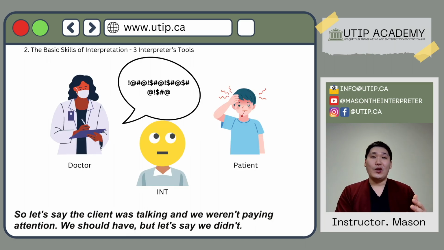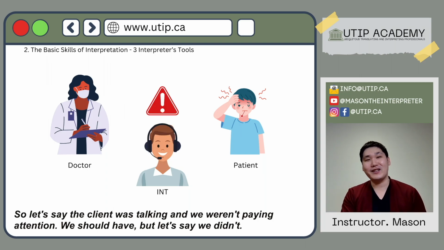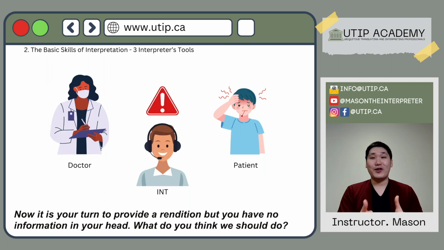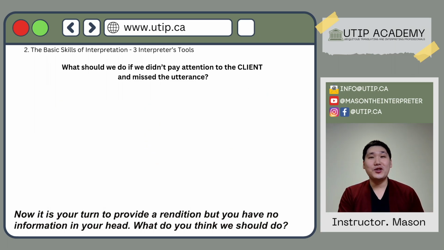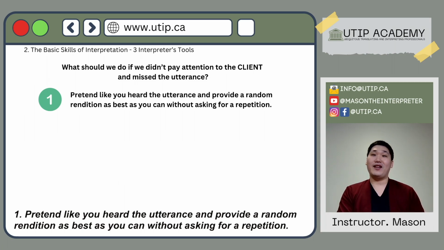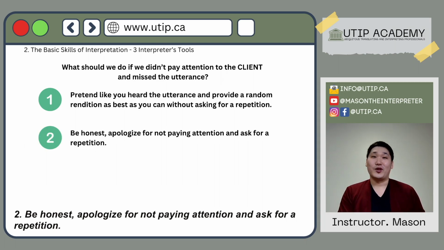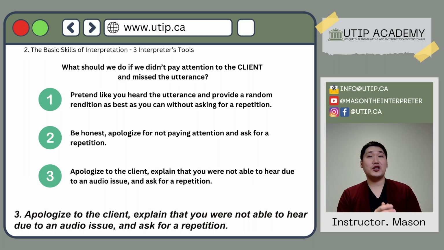And I think it is important for you to know what to do when this does happen. So let's say the client was talking and we weren't paying attention. We should have, but let's say we didn't. Now, it is your turn to provide a rendition, but you have no information in your head. What do you think we should do? Number 1, pretend like you heard the utterance and provide a random rendition as best as you can without asking for a repetition. Number 2, be honest, apologize for not paying attention, and ask for a repetition. 3, apologize to the client, explain that you were not able to hear due to an audio issue, and ask for a repetition.